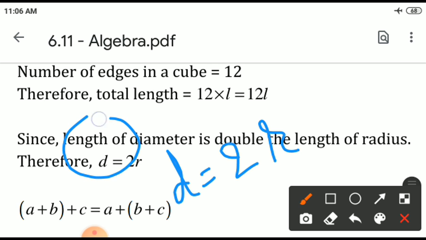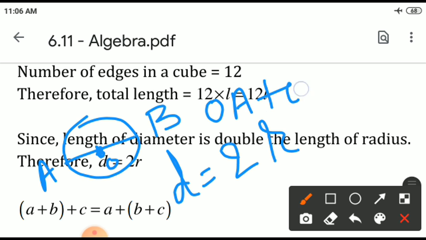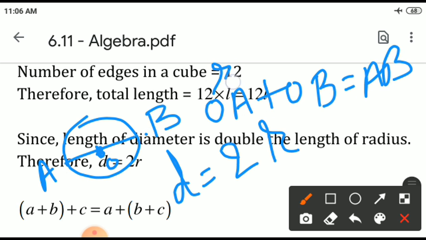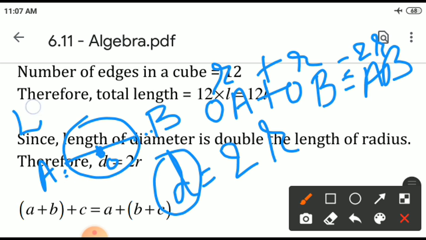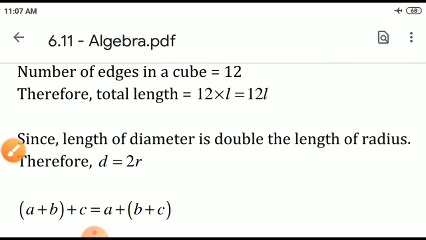I already showed in the figure, if a line is passing through the center, suppose this is AB, and here is O. So OA plus OB will give you AB. Is it or not? The total distance is AB. But OA plus OB, we know OA is radius, OB is also radius. So what is AB? It's 2R. But we know A to B is D. D means diameter. What is that, beta? Diameter. Clear? So that's why the answer is D is equal to 2R.